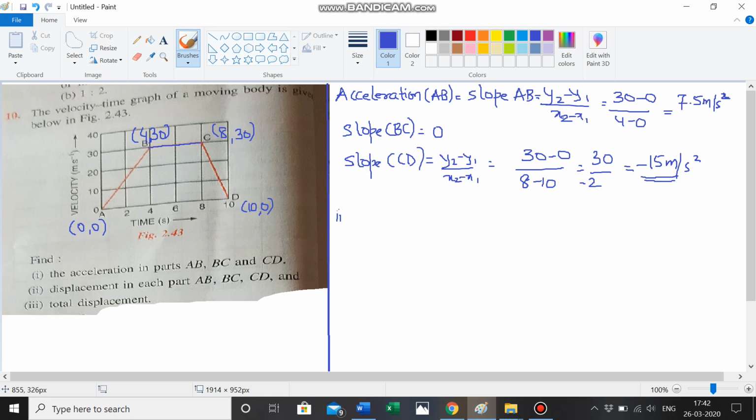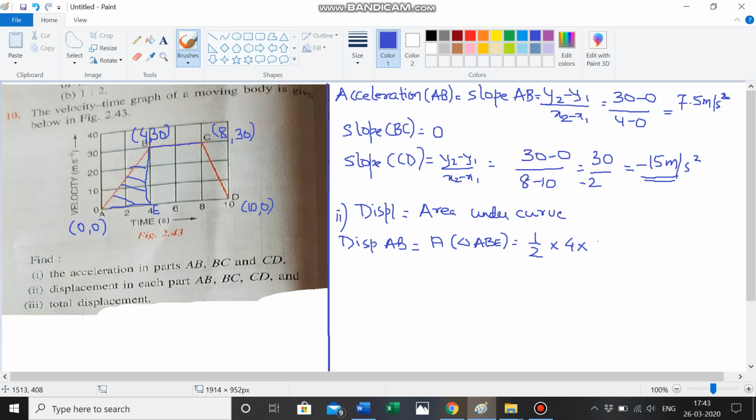The second part is displacement. I remember displacement is equal to the area under the curve. So let's look at displacement in AB. The area under the curve is this much. This is a triangle. So let me name this point E. So it is equal to the area of triangle ABE, which is equal to half into base, which is 4, into height, which is 30. So this is equal to 60 meter.